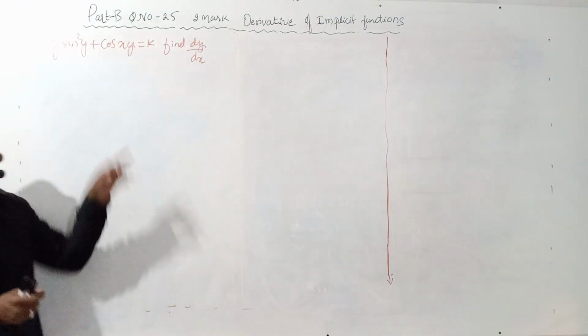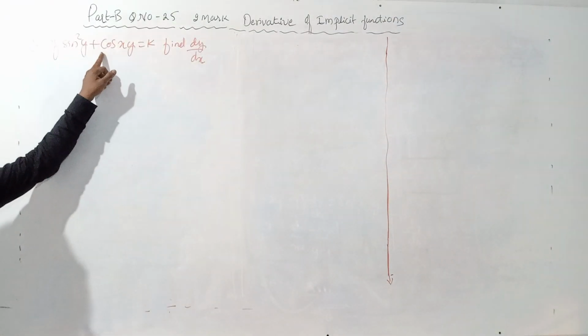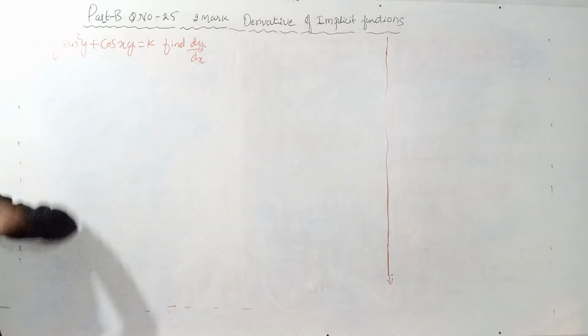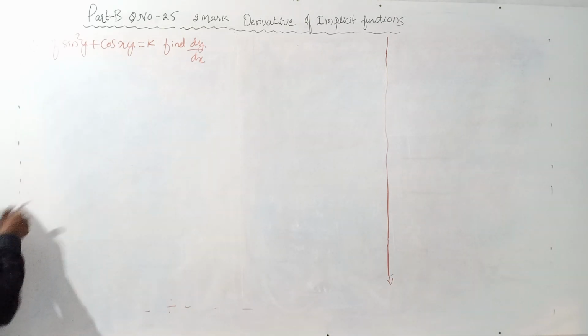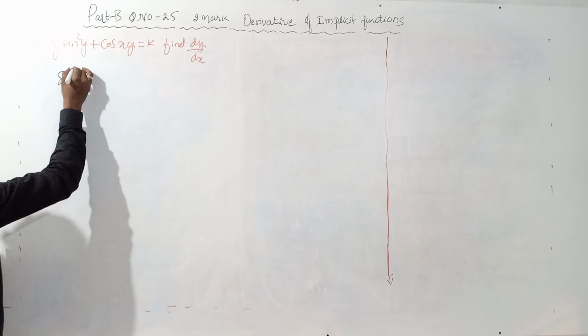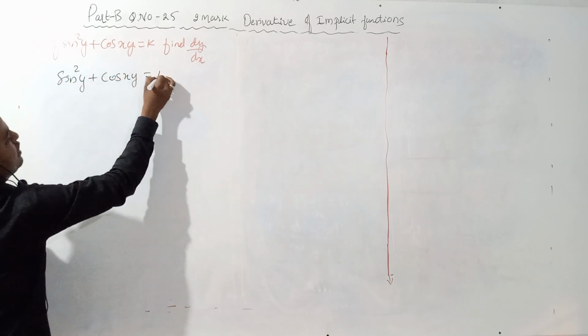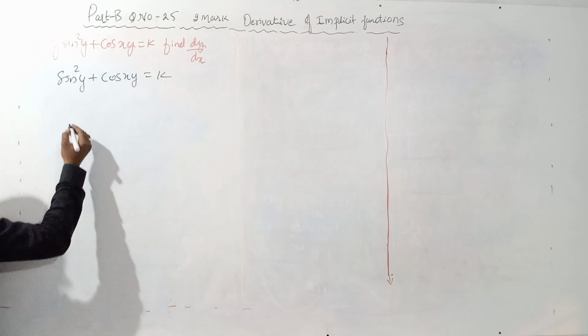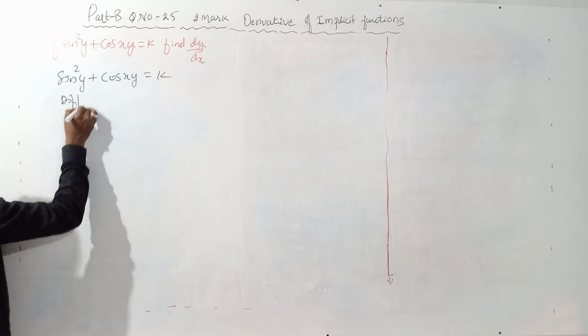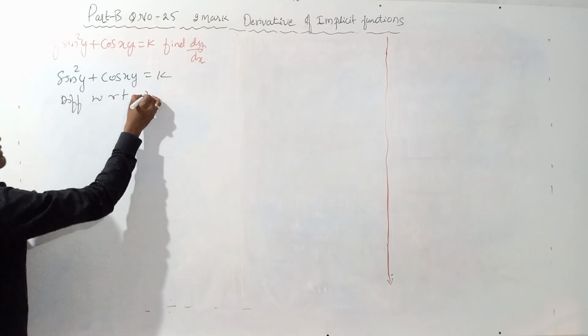Yes. If sin square y plus cos xy is equal to k, find dy by dx. Write the given function first: sin square y plus cos xy is equal to k. Now differentiate with respect to x.